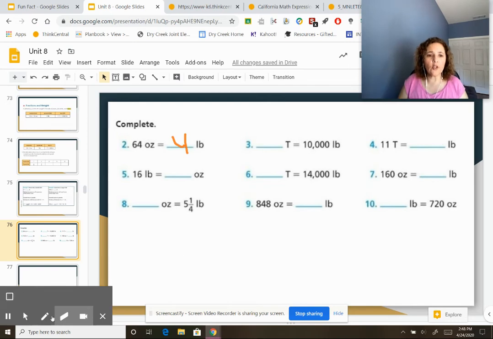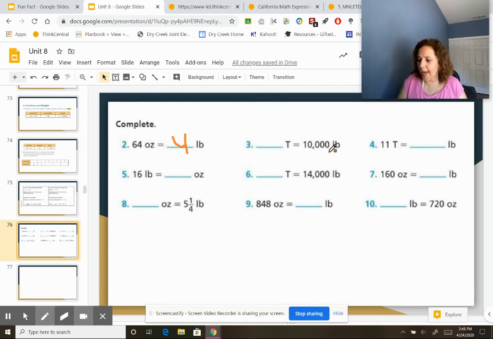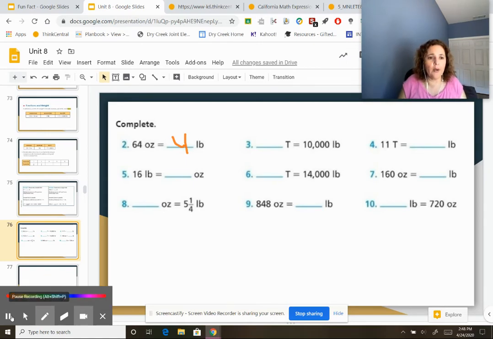Okay, so let's do our next one. So our next one is 10,000 pounds is equal to how many tons? I know ton is bigger, so I know pounds has to be smaller. So I'm going from a smaller to a bigger, so I must do what? Divide. I must divide. So it's 10,000 divided by 2,000. Go ahead and do that one.